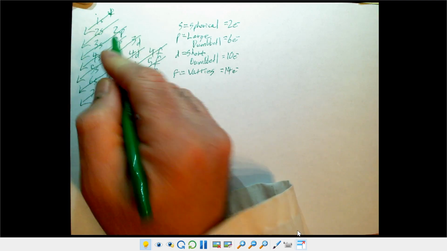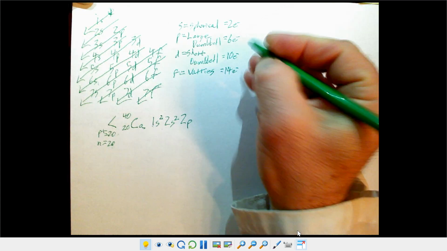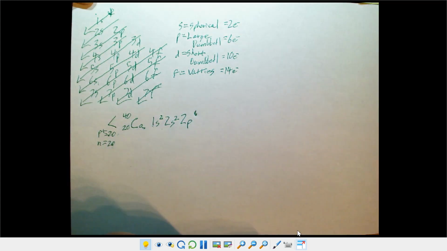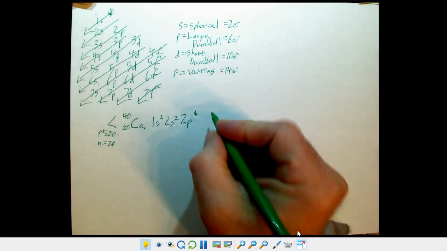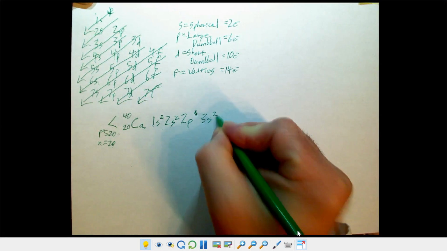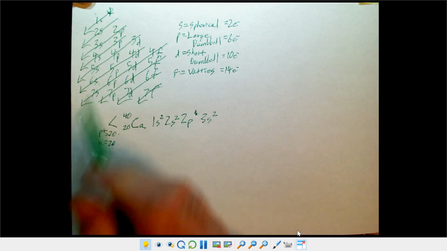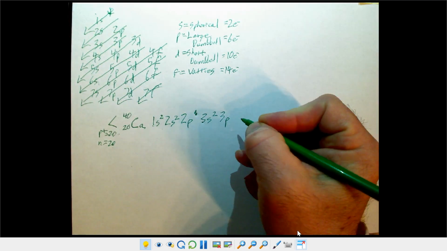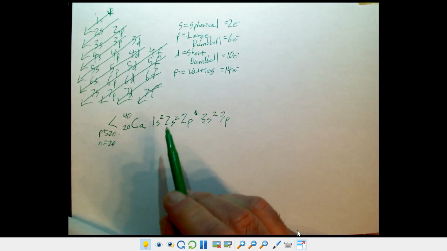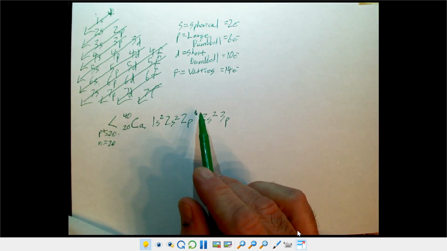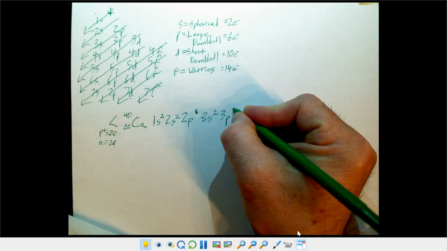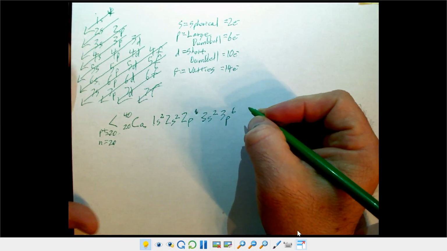And then we go through 2p. Now we have to be careful because p can hold up to a maximum of 6 electrons. And then after 2p, we go to 3s, and s can hold up to 2. And after 3s, we go to 3p, and p can hold up to 6. So let's see where we're at so far. So far we have 2, 2, and 6, which gives us 10, 11, 12. Yeah, we can go ahead and fit 6 more there. That will give us a total of 18.